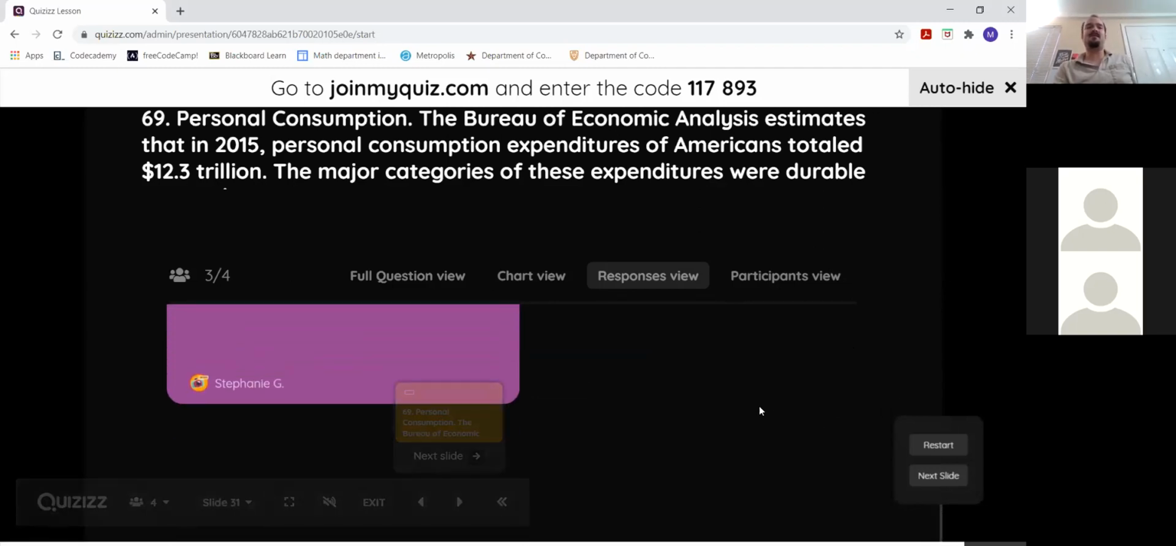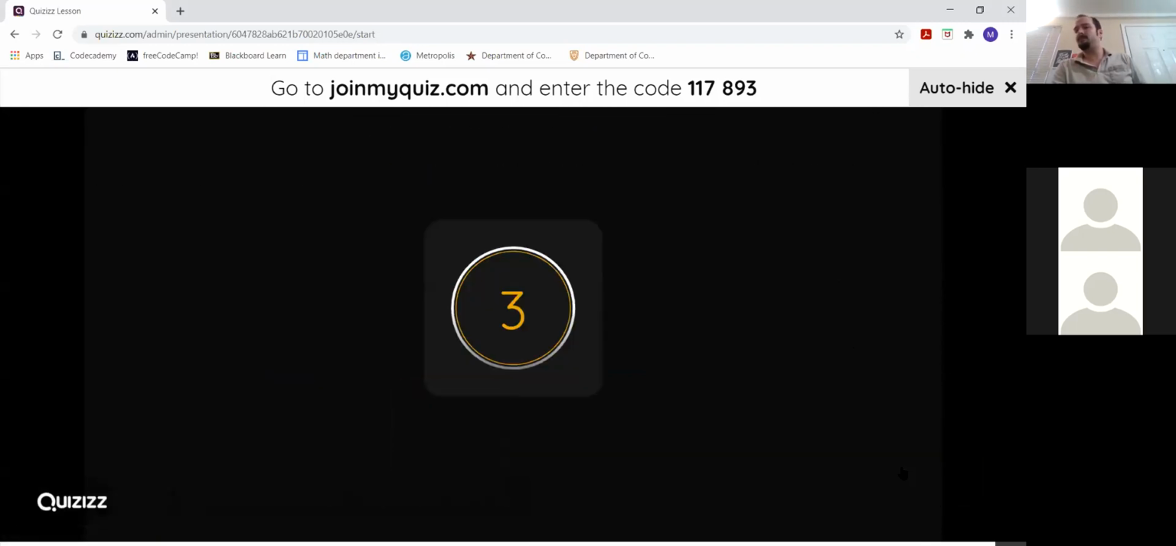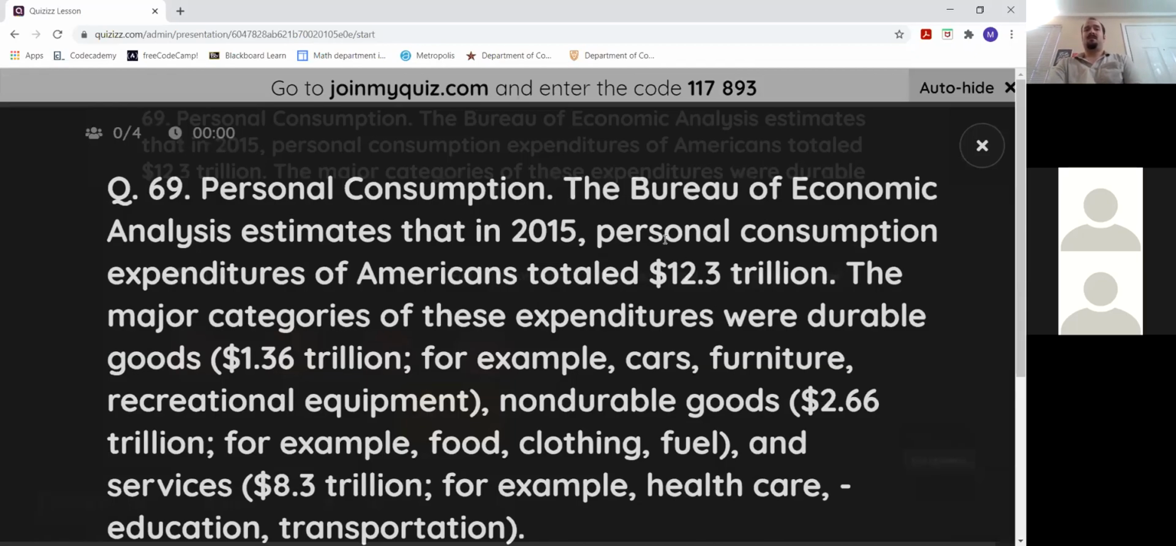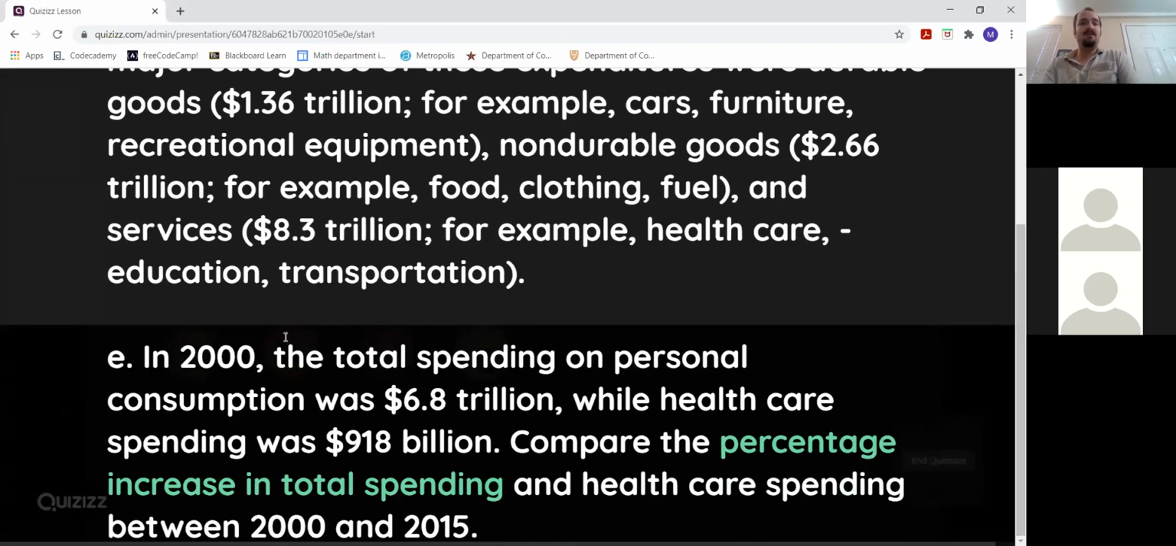But there we go. Yeah, you just need to convert that to a percentage, but that's right. Should be 17%. Okay, what are they asking now? In 2000, the total spent on personal consumption was 6.8 trillion. Healthcare was 918 billion. Compare the percentage increase in total spending and healthcare spending in 2000 and 2015.